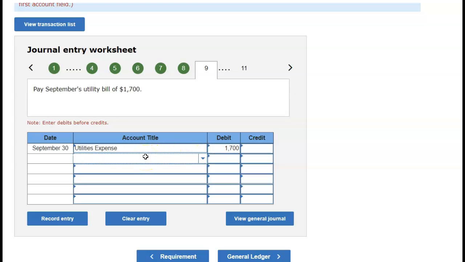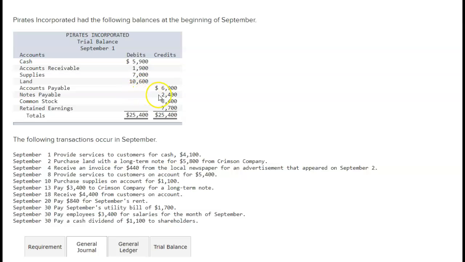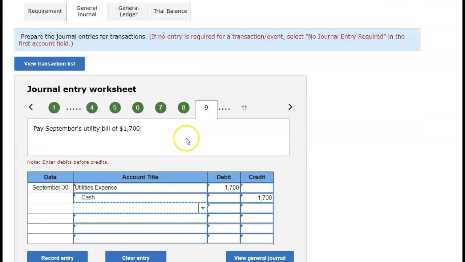and we have a cash. Now, the only way this is wrong is if we had already set up the liability and now we're paying it off. Let's look back here. I don't see that liability set up. So I think we're okay.